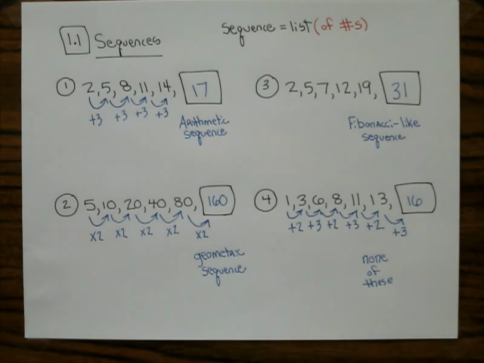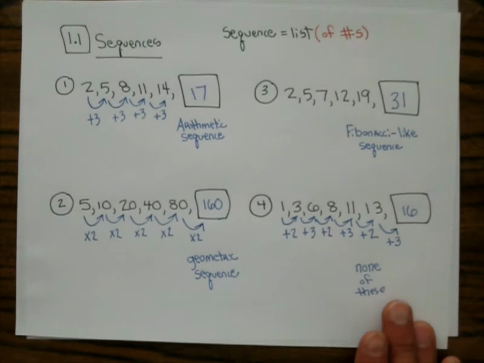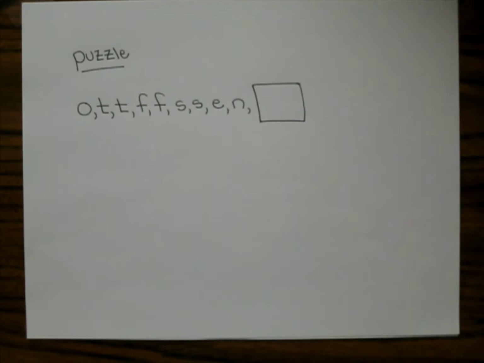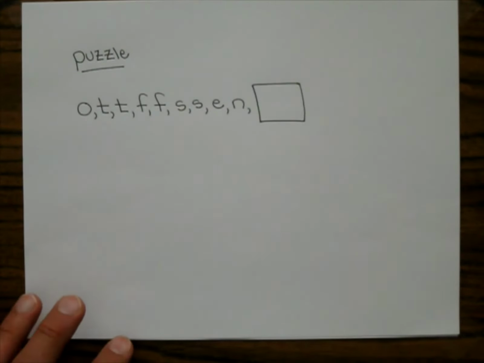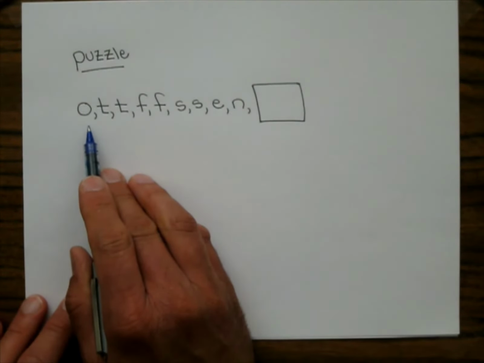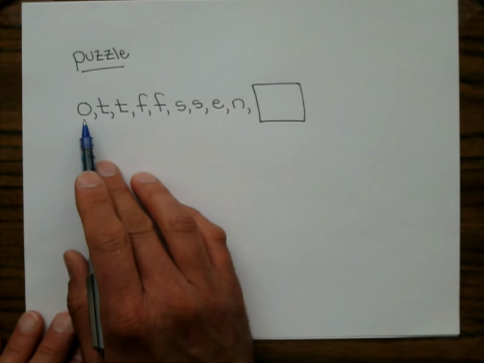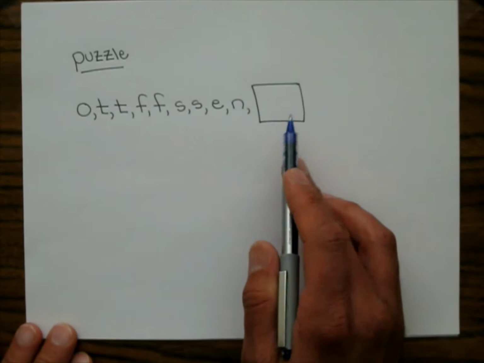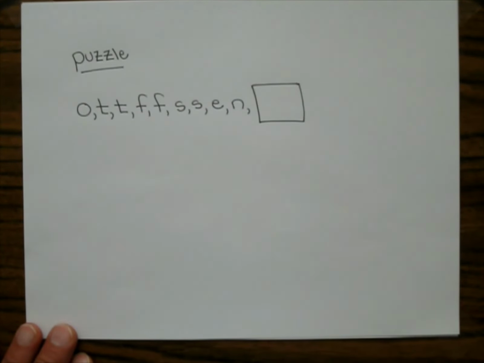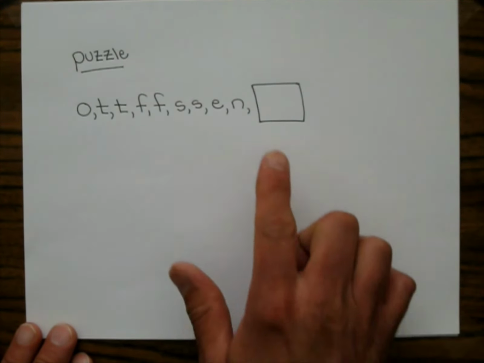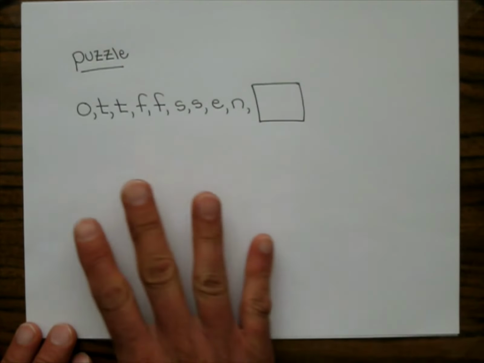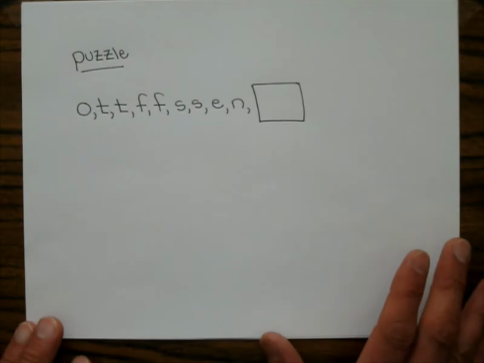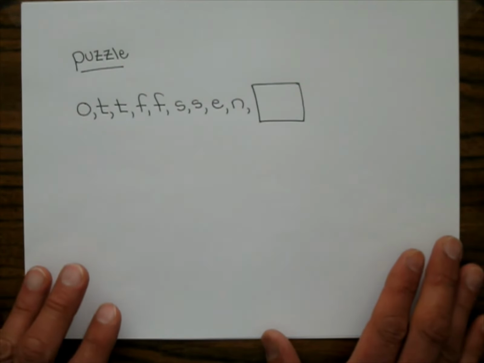We'll do a few more, but before we do a few more, I'm going to put a puzzle in here, and at the very end, we'll come back and do this puzzle. Here is a sequence. It's not like numbers like we've been seeing. It's a sequence of letters. O, T, T, F, F, S, S, E, N. Figure out what goes in the box. At the very end of this video, we'll go ahead and tell you the puzzle. This has nothing to do with if you can do the tests or anything, and some of you might want to just ignore this part.